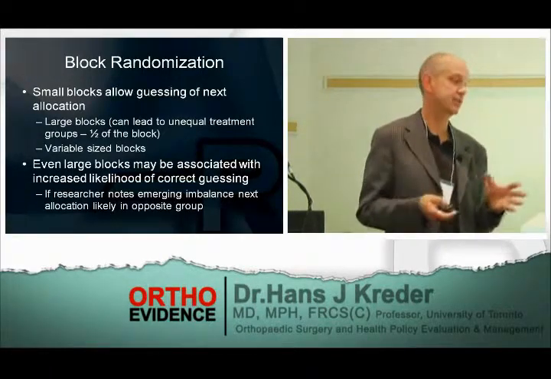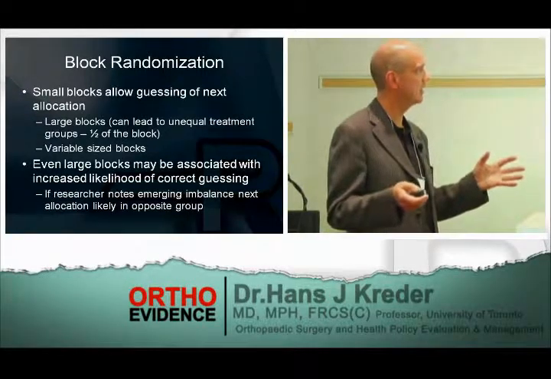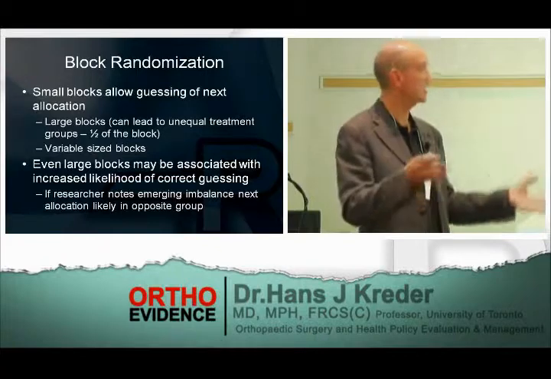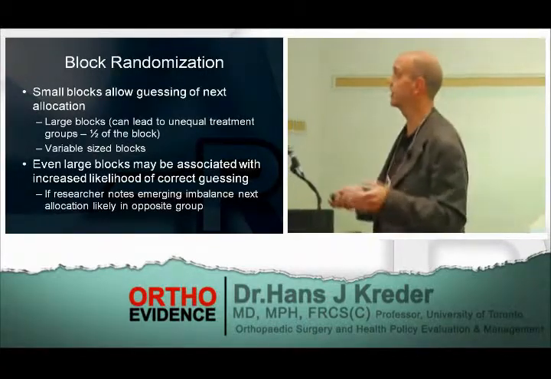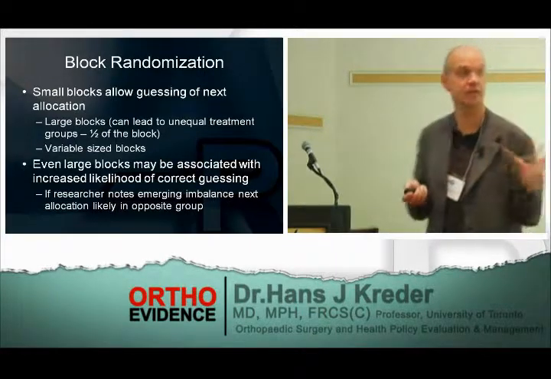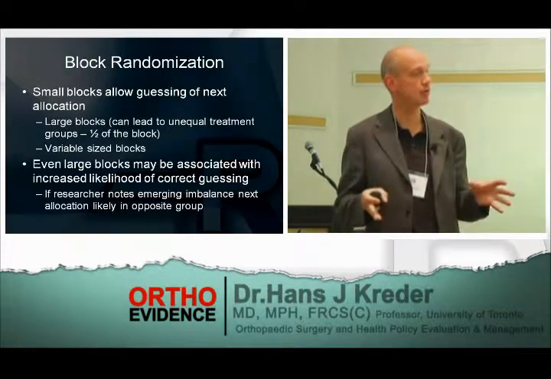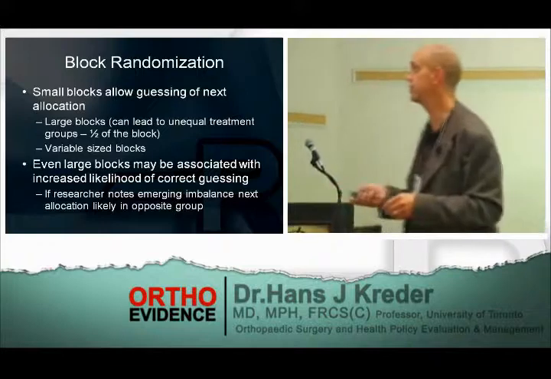You might say, well, let's have a block of 50. Well, that's great, but again, if it's a very large block size, you can get unequal groups as you're going through. You won't be able to guess it, though. So one of the things that's done is variable size blocks. So a block of 4, a block of 5, a block of 6, and people aren't supposed to know what the block size is, and then it becomes very hard to guess.